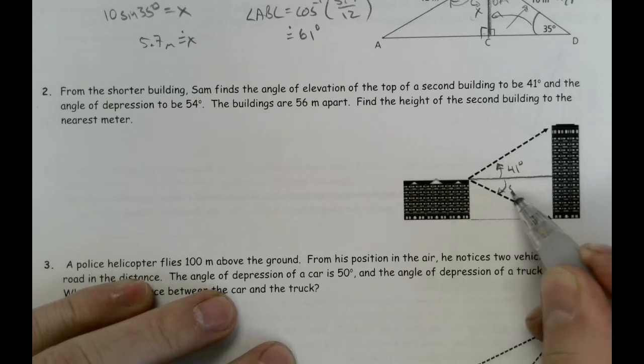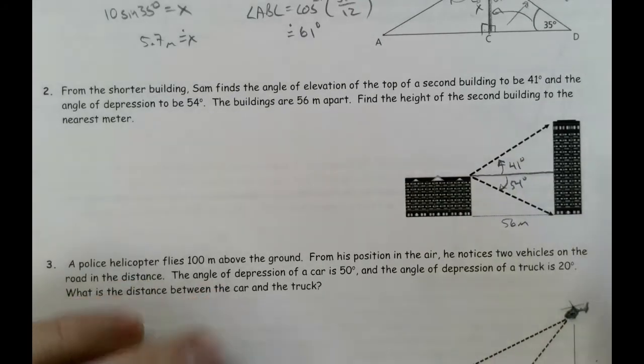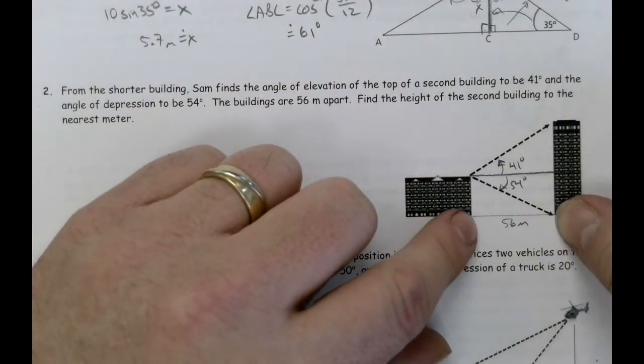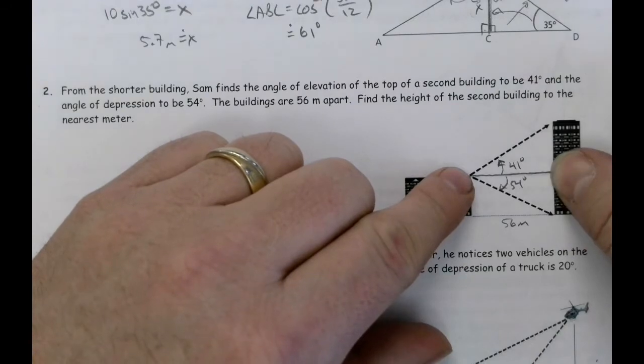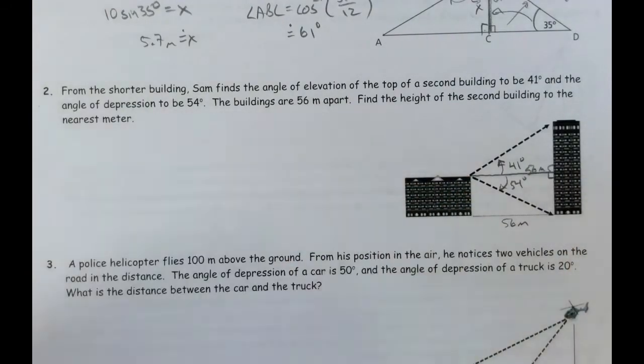And then the two buildings are 56 meters apart. And remember, that 56, measured at the bottom, is going to be the same as the distance across here. So this is going to be 56 meters right here. Now, what we want to do is find the height of the second building here.